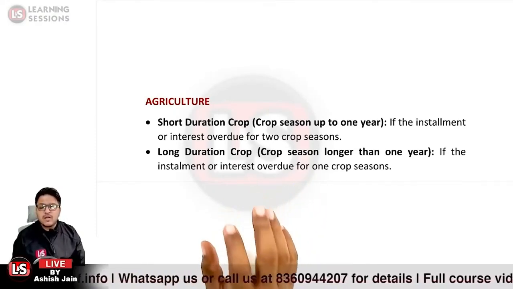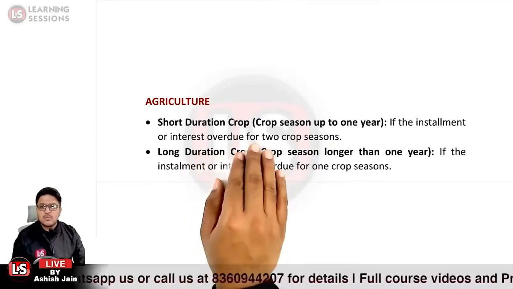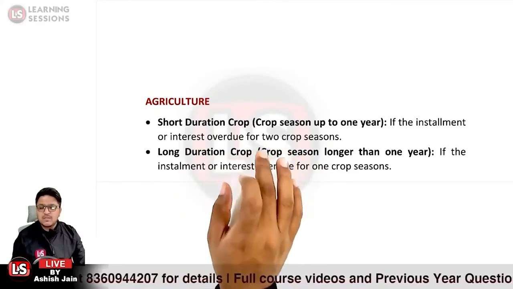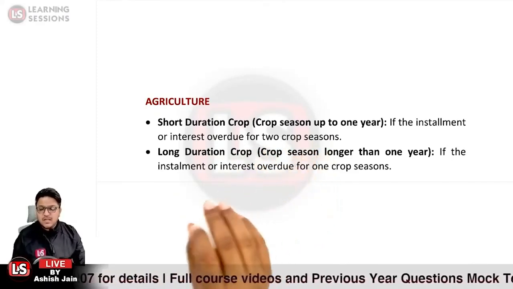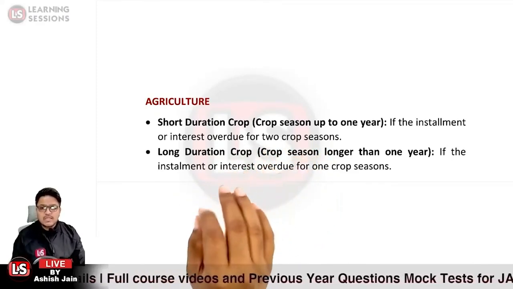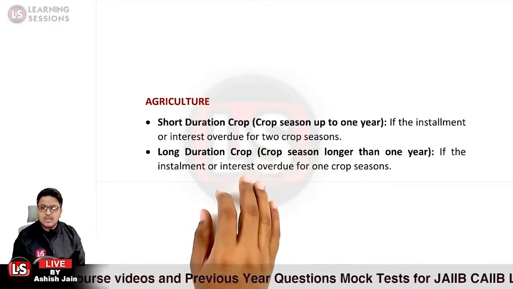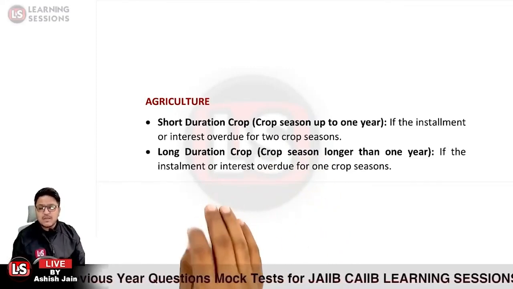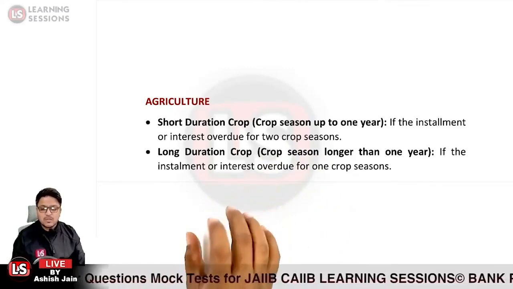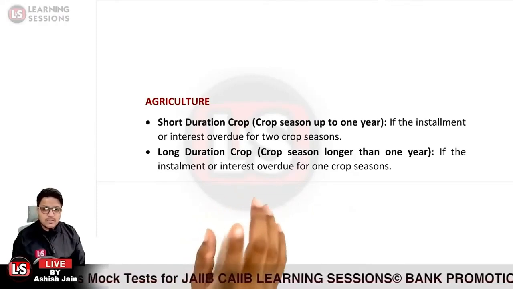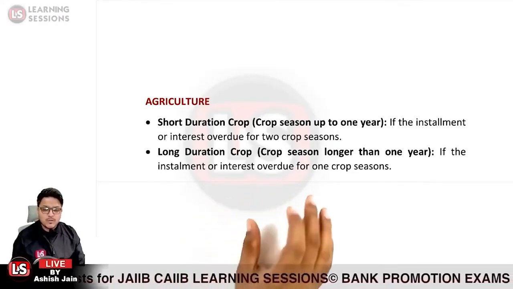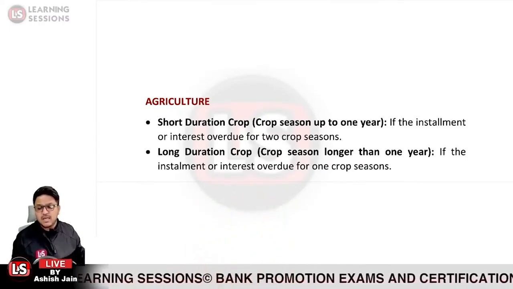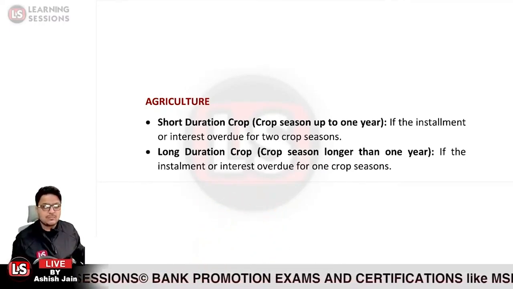So if the installment or interest in the case of a short duration crop is due for 2 crop seasons, in that case it will be classified as a non-performing asset. And in the case of the long duration crop, where the crop season is longer than 12 months, if your interest or principal or both are overdue for one crop season, in that case it is considered to be a non-performing asset in the case of agriculture.